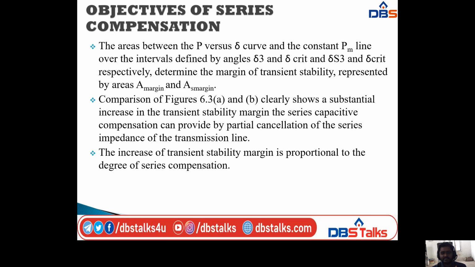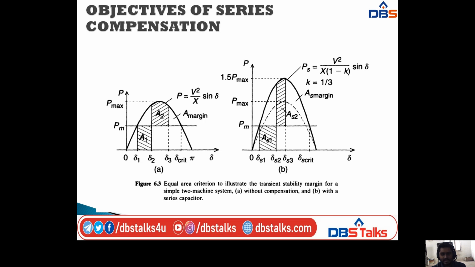The areas between the P versus delta curve and the constant PM line, over the intervals defined by the angles delta 3, delta CRIT and delta S3, delta S CRIT respectively, determine the margin of transient stability, represented by the areas A margin and AS margin. So from this diagram we see A margin and AS margin, and delta 3, delta S3, delta CRIT and delta S CRIT.